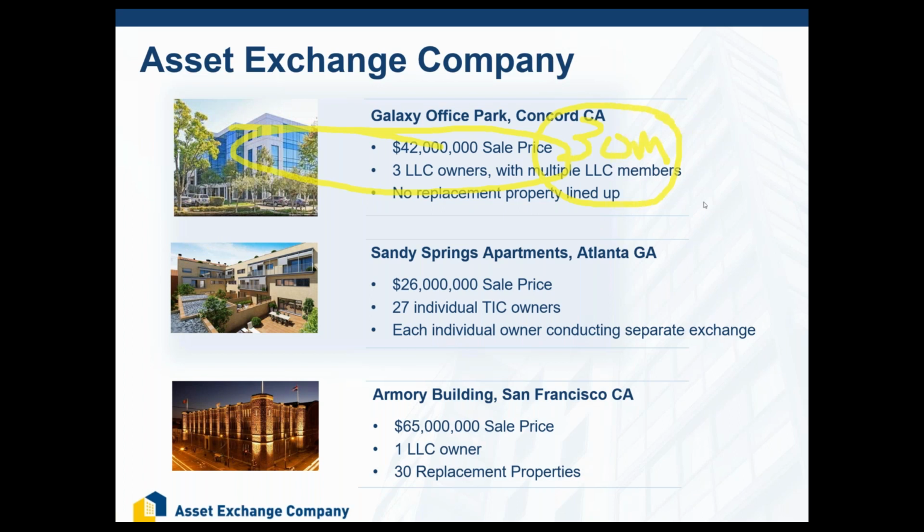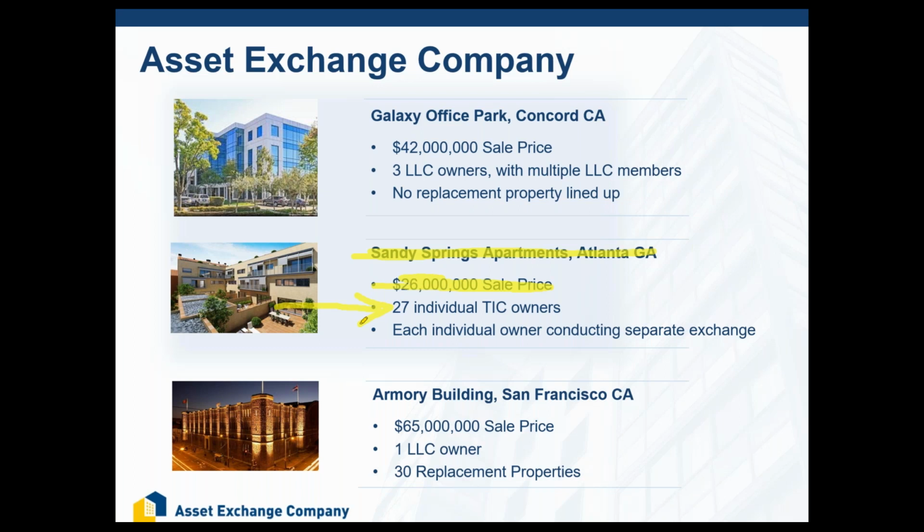All right. So, second property here that I like to talk about is the Sandy Springs apartment building in Atlanta, Georgia. Now, this was a $26 million deal that we worked on. And the interesting thing about this property was that it was owned by 27 individual people. All right. So think about that. You get into a real estate deal, you've got 26 partners. 27 people total own the property.